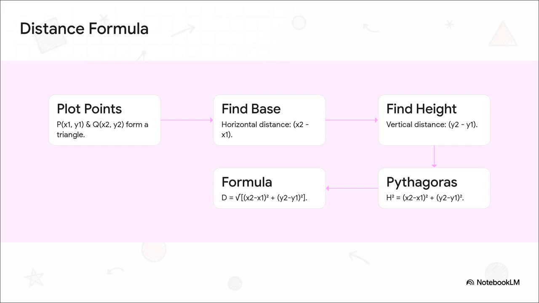Think about it. If you plot 2 points, P and Q, you can draw a right-angled triangle right between them. The horizontal base is simply the difference in their x-coordinates, so x2 minus x1. The vertical height is the difference in their y-coordinates, y2 minus y1. Remember a squared plus b squared equals c squared? We just plug our base and height in to find the hypotenuse, which is our distance. Take the square root of both sides, and there it is. Distance equals the square root of (x2 minus x1) squared plus (y2 minus y1) squared.